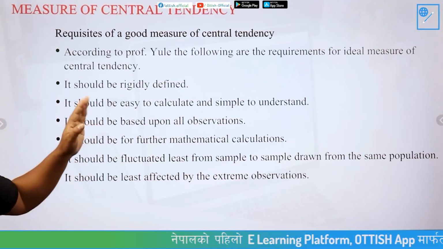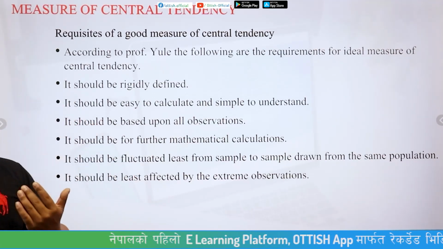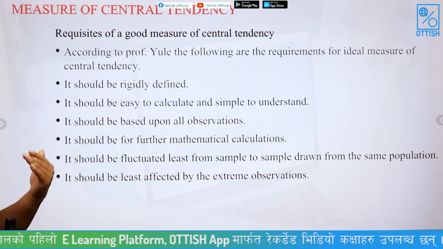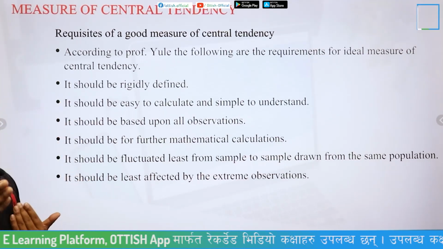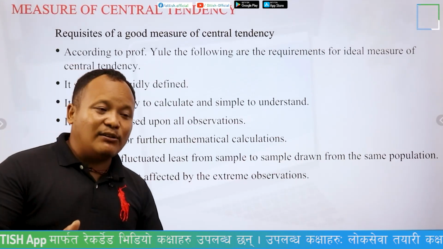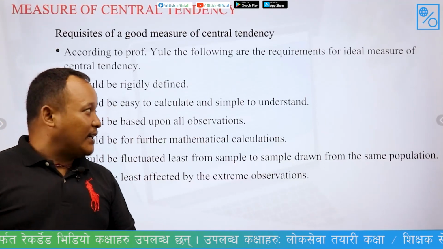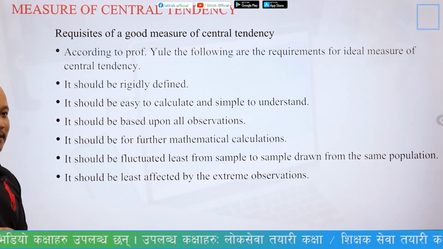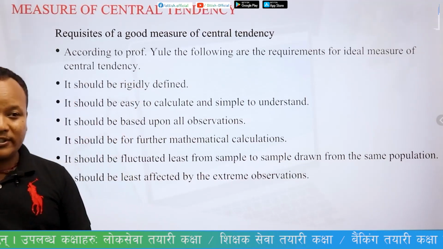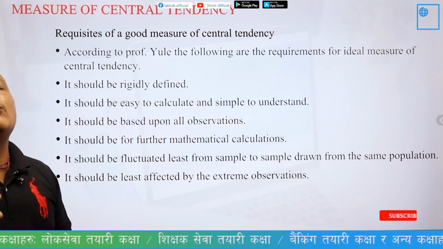Measure of central tendency is the single value within the range, within the given set of data, within the observed set of data, that should be focused or concentrated on the middle value or central value in a simple and concise manner.